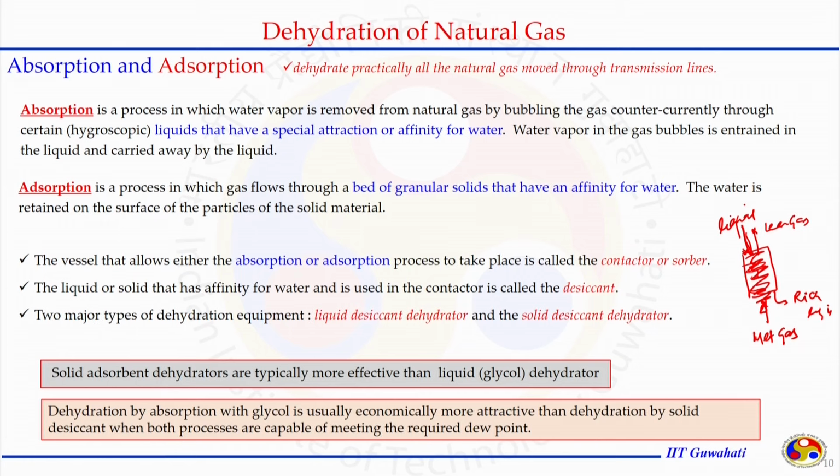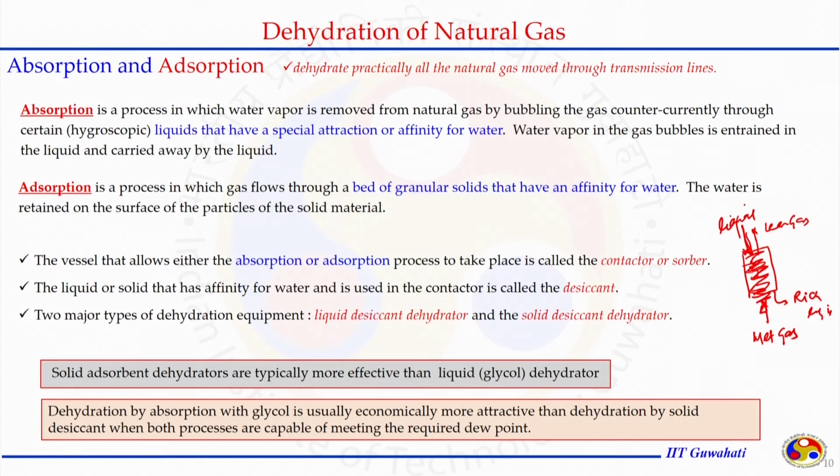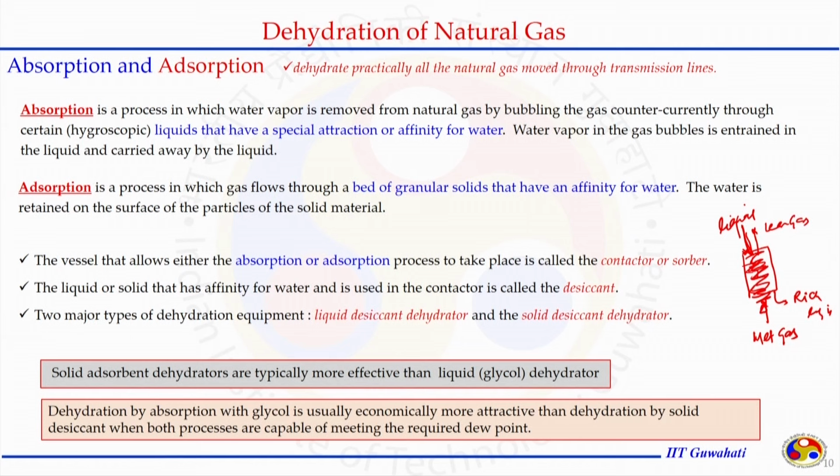In the adsorption process, we have a similar kind of arrangement, but the major difference between the absorption and adsorption process is, in absorption we have a liquid that has selectivity towards water and is able to separate the water from the gas, while in adsorption we have a packing of a solid granular material, or a bed of granular solid that has affinity for water, and water is separated out from the natural gas with the help of that solid packing.